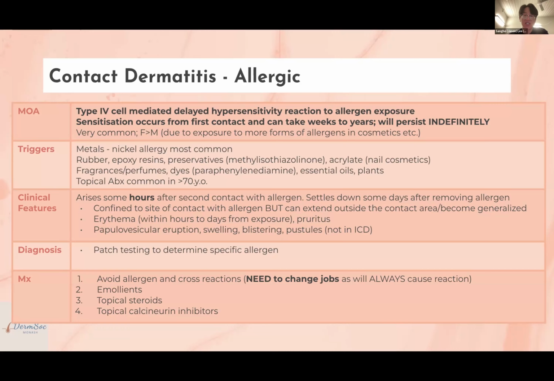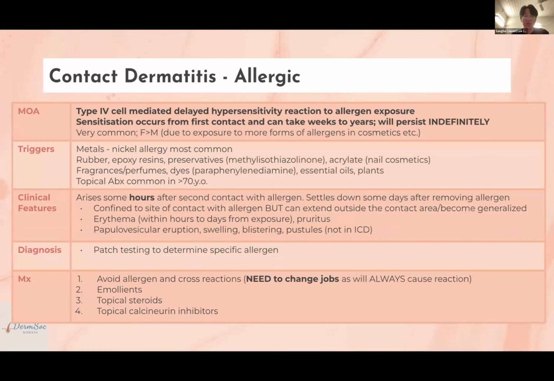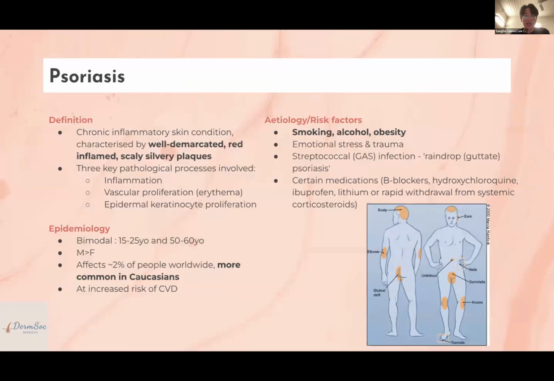So for both, we want to avoid contact with the agents, but for irritant contact dermatitis, because it's a simple physical injury, you don't need to change jobs. You can just be careful with what you do with handling the materials. Whereas for allergic contact dermatitis, because these people have now been sensitized to the agents, they will need to consider changing jobs, as contact to these chemicals will always cause reaction. But they do present sort of similarly with your erythema, a bit of scaling, oozing, typical picture for a dermatitis. Here's just a summary table for different types of other minor types of dermatitis.